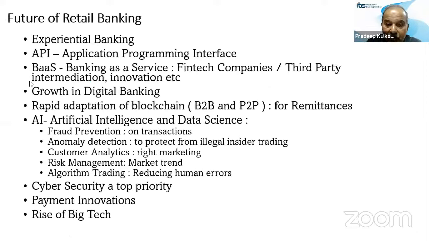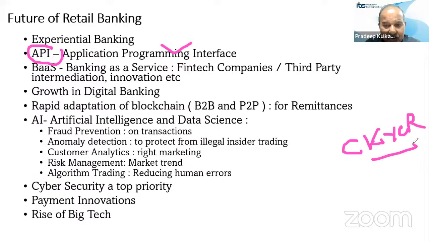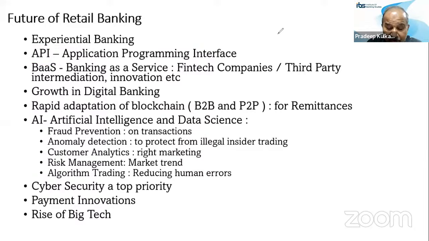Okay, then in what way is retail banking moving ahead? I think all of you know. Now it is becoming experiential banking, with UPI-like application programming interfaces. Your CKYCR, Central KYCR, isn't it? CKYCR-like API enabled technology is helping the banks to just download the KYC of the customer, so that without any document submission by the customer, the financial services can be accessible to the customer. So that technology is working now. Then banking as a service, that is BaaS, exam point of view, remember?